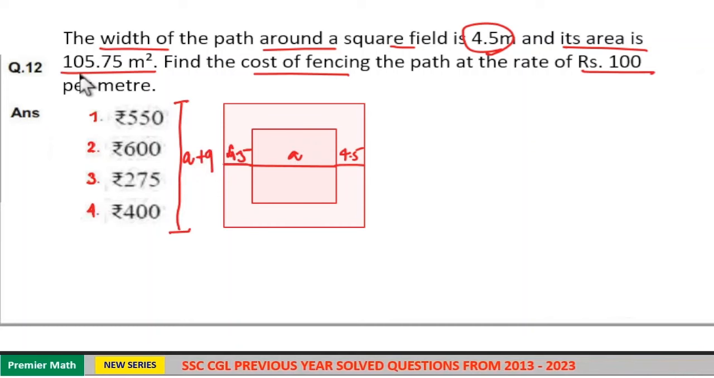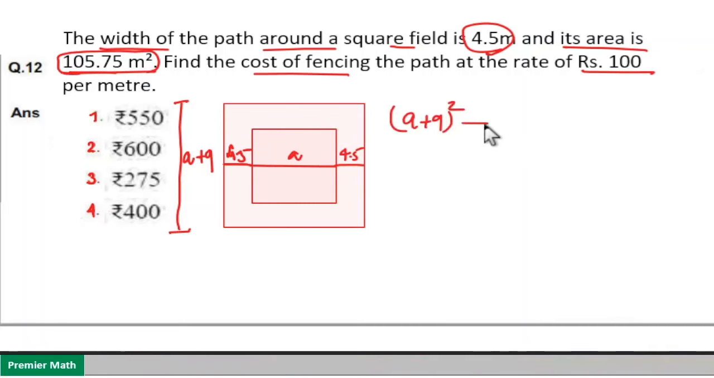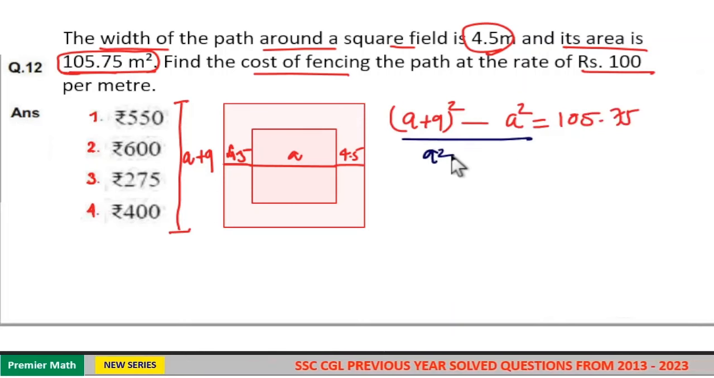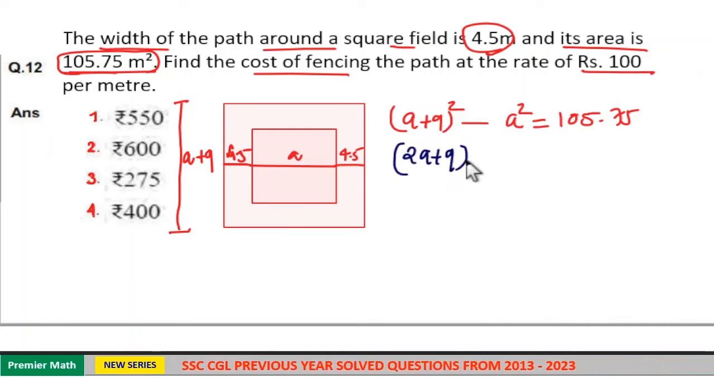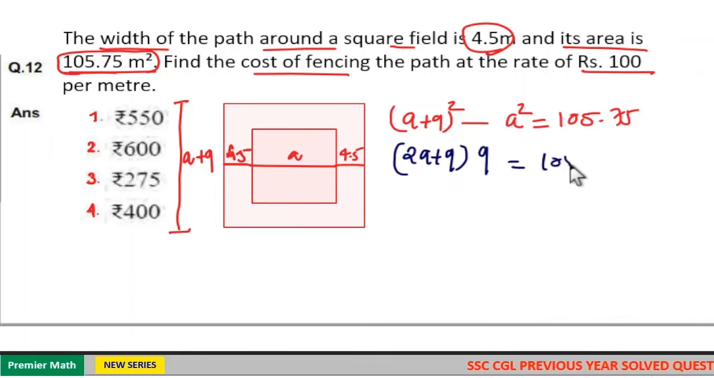And here the area of path is given, that is largest square minus smallest square is area of path. Largest square area is equal to a plus 9 whole square minus small square area is a square, which is 105.75, the path area. Now this is in the form of a square minus b square, that is a plus 9 is a and a is b. A square minus b square is a plus b into a minus b. That is, here a plus b means a plus 9 plus a, that is 2a plus 9. And a minus b means a plus 9 minus a, that is 9, which is equal to 105.75.